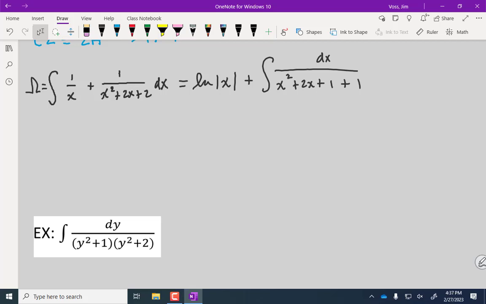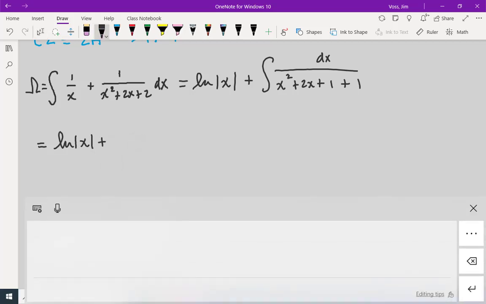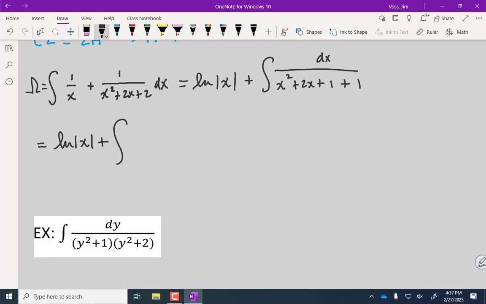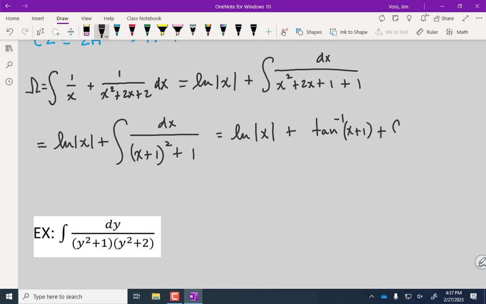Okay, so then we complete the square. Oh my gosh, now I'm gonna start making equal signs everywhere. All right, so when we complete the square, we're gonna end up with dx divided by x plus 1 squared plus 1. And what form is that in? Tangent inverse. It's an inverted tangent. There it is.